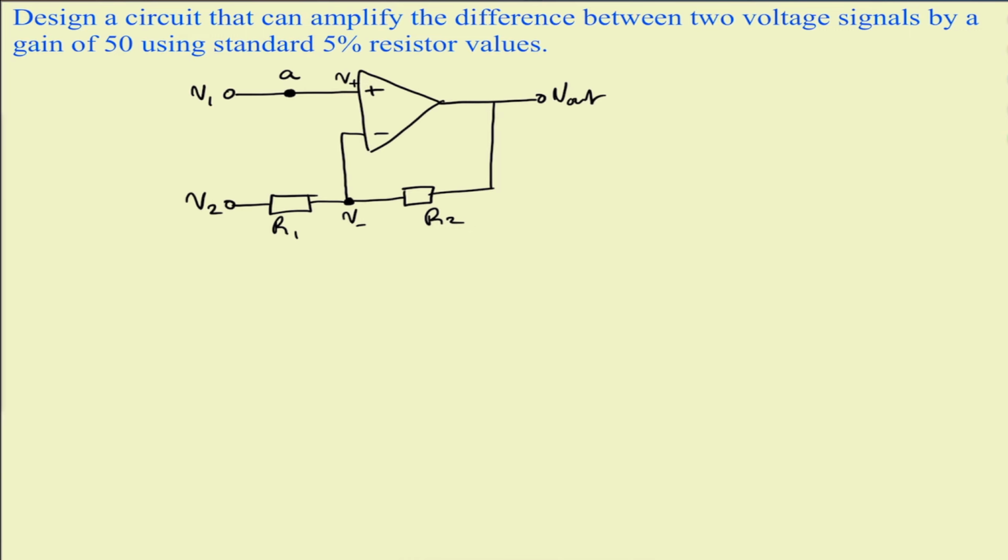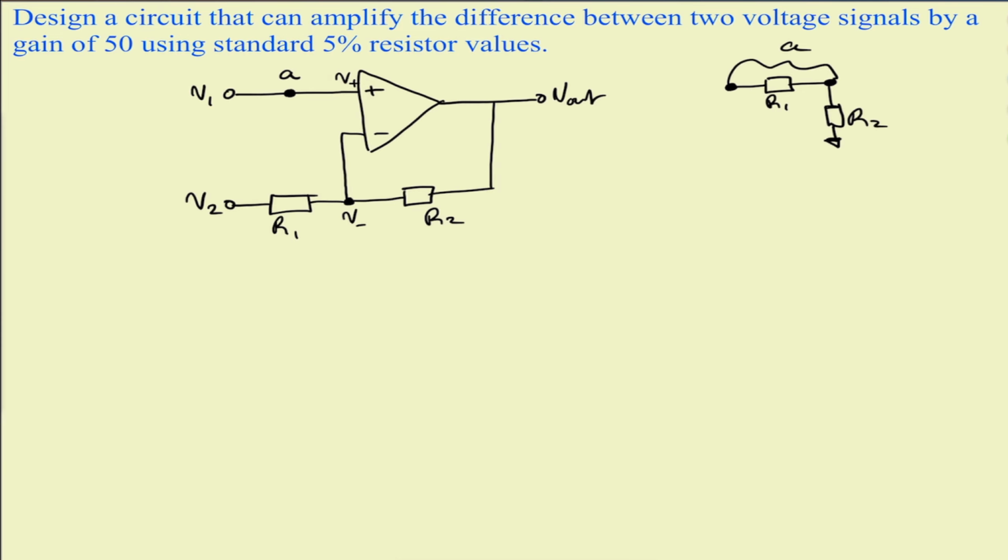So that means the voltage at A is going to be the voltage at V plus. So if it's a voltage divider network with R1 and R2, let's just draw that network out. So this is the network that we have for a voltage divider network. And that's A. So this is R1, this is R2.